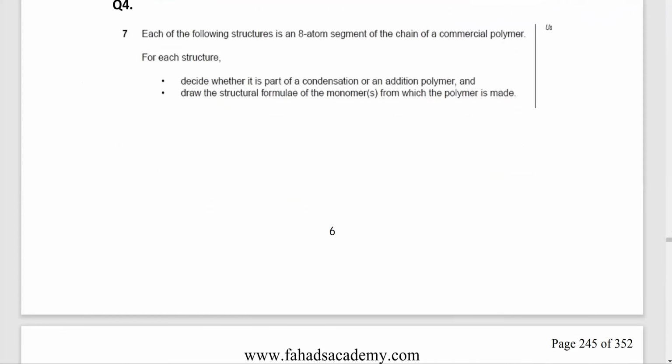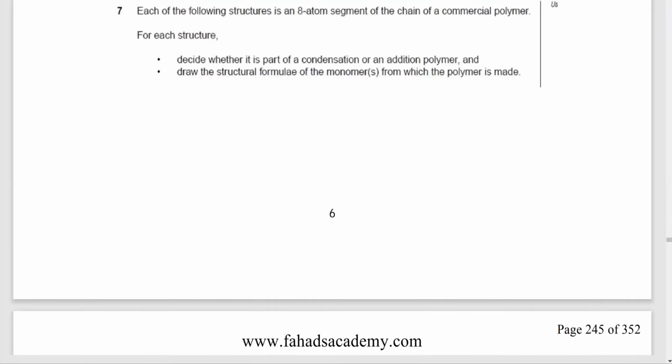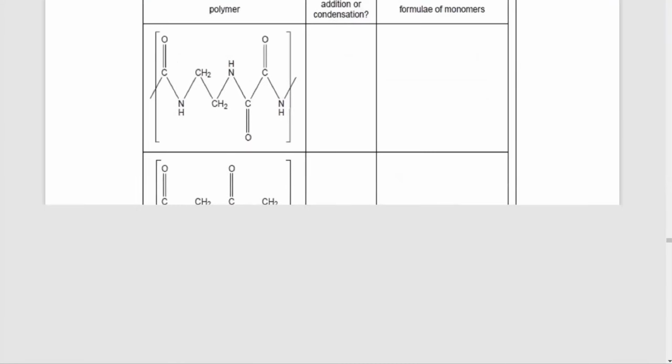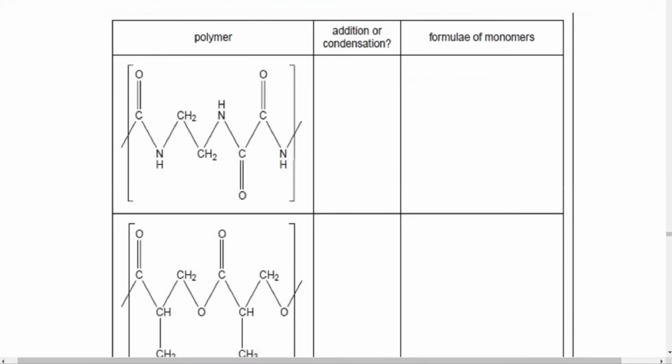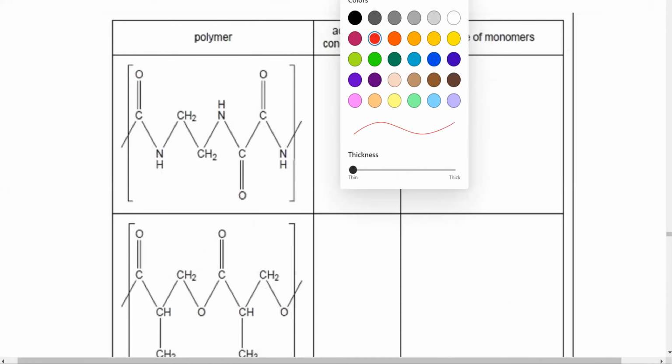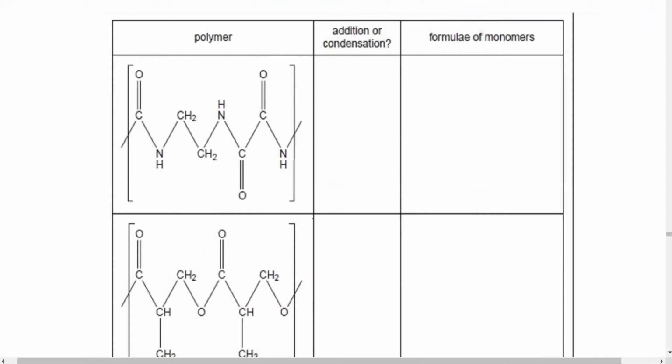The next one is each of the following structures is an 8-atom segment of the chain of a commercial polymer. For each structure, decide whether it is a part of a condensation or an addition polymer, and draw the structural formula of the monomer from which the polymer is made. So नीचे ना ये दिया हुआ है. Now you can clearly see that this one, the first one, उसके अंदर linkages find out करो. The linkages is, this is an amide link, but it is this C=O.